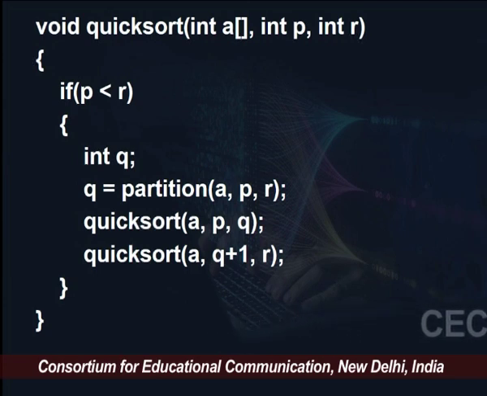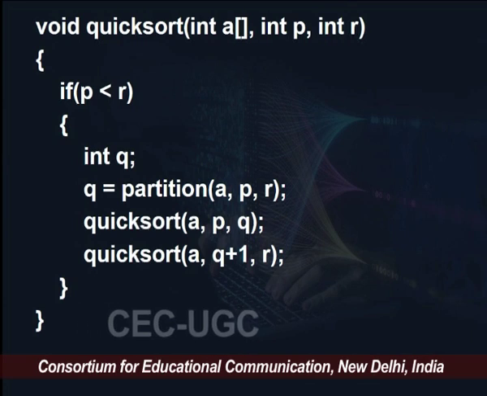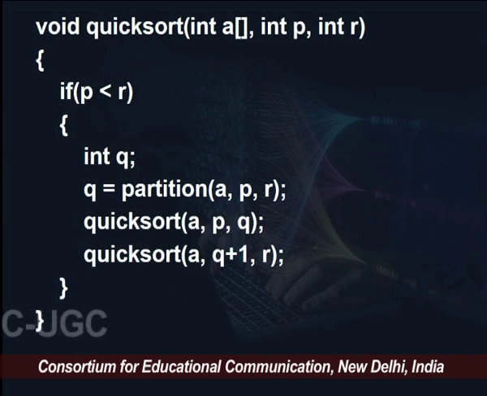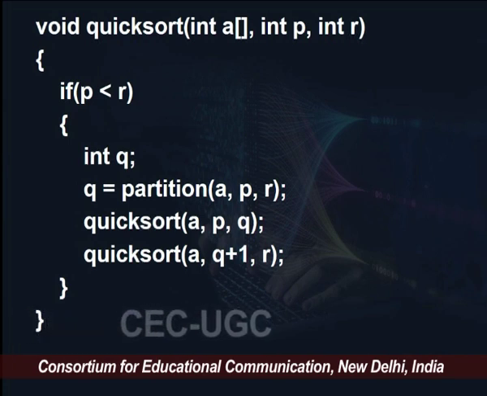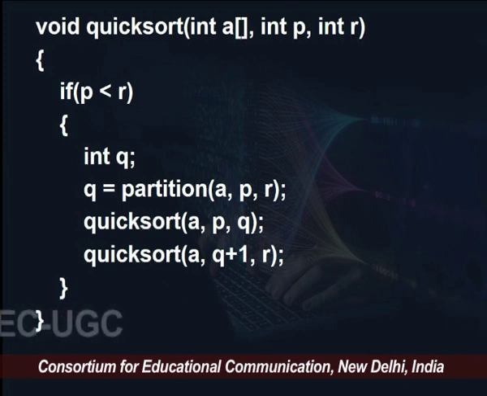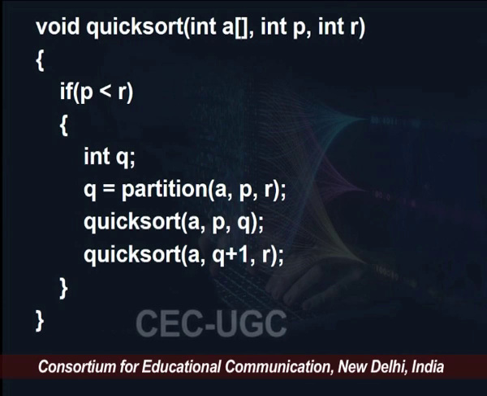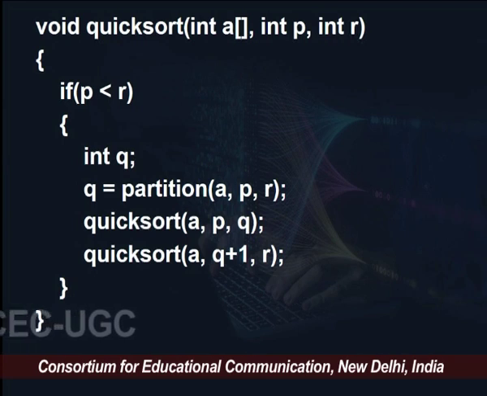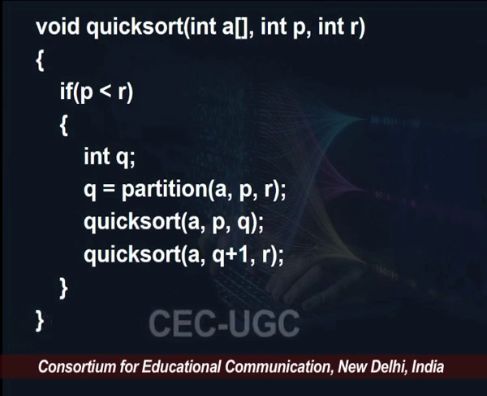When you call this partition, it will result in an element at position Q, and from P to Q it is going to be the left partition, and from Q plus 1 to R it is going to be the right partition. So, we have called quick sort for the left side as well as for the right side also. What is remaining here is the partition procedure.